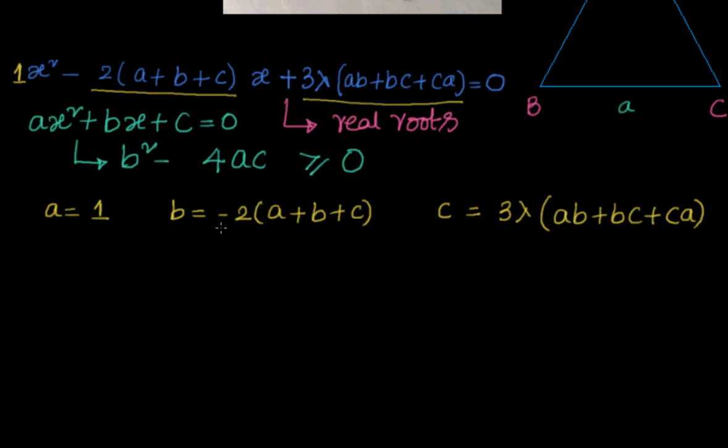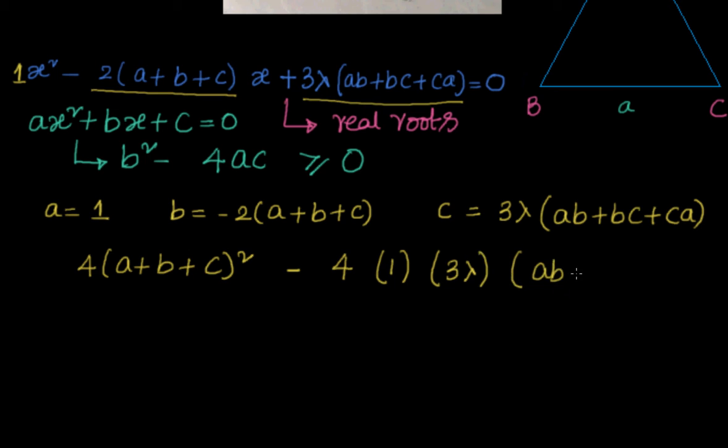So let us substitute these values now. b square, I can write 4 into (a plus b plus c) whole square, because minus 2 whole square is 4, minus 4 into a, which is equal to 1, and c is 3 lambda, multiplied with (ab plus bc plus ca). This should be greater than or equal to 0.